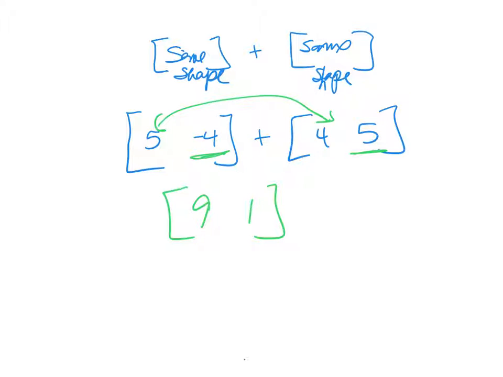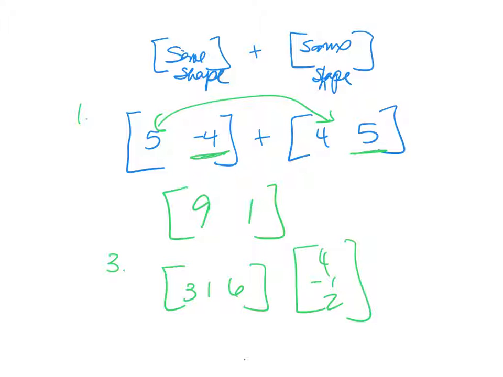If they're a different shape, let's say number 3. Number 3 says 3, 1, 6, added to 2, 4, negative 1, 2. These are not the same. It's rows by columns. So this is going to be a 1 by 3, and this is going to be a 3 by 1. So this is no solution. When you try to add these in your calculator, it will say dim mismatch, which means dimension mismatch, which means you can't add them. So when you get that error message, you know you can't add them.